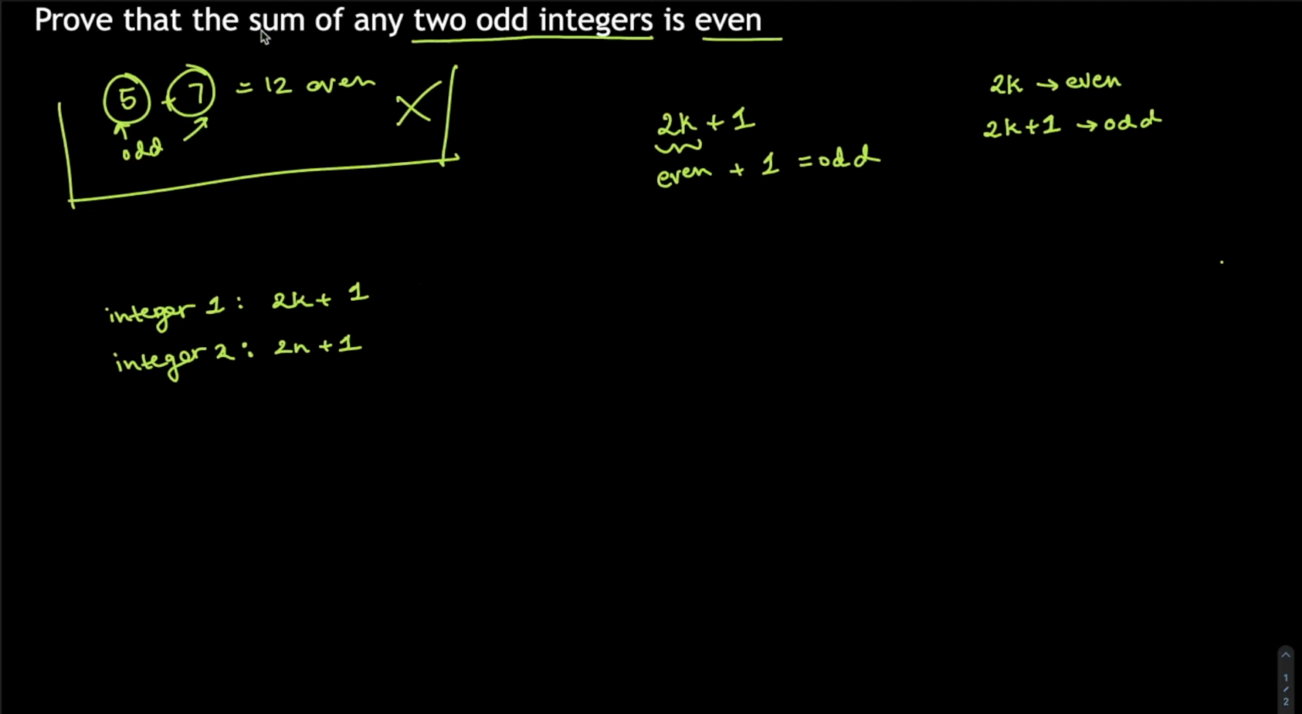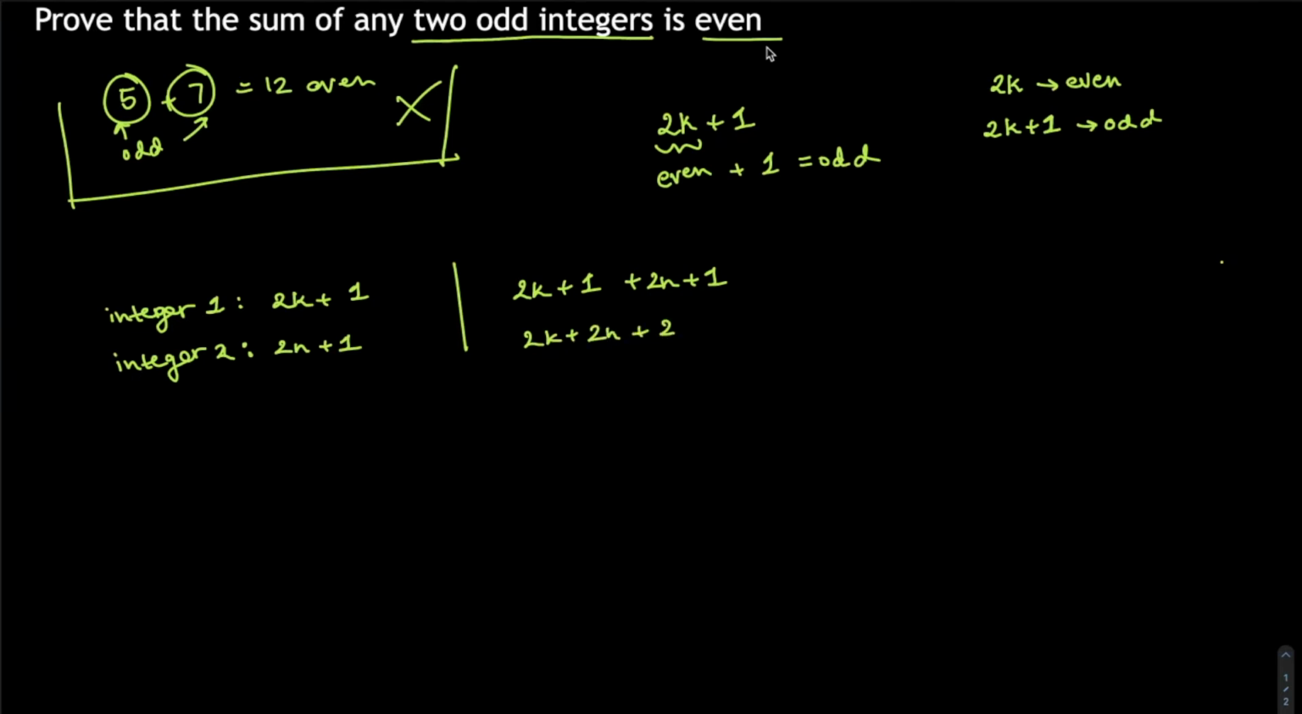Now, what we said, the sum of two odd integers. Let's add them up. So if we add them up, what do we get? We get 2k plus 1 plus 2n plus 1. Let's simplify this a bit more. So we get 2k plus 2n plus 2.